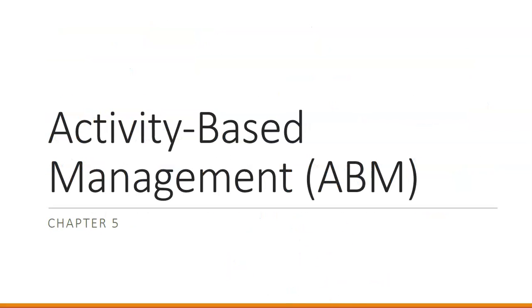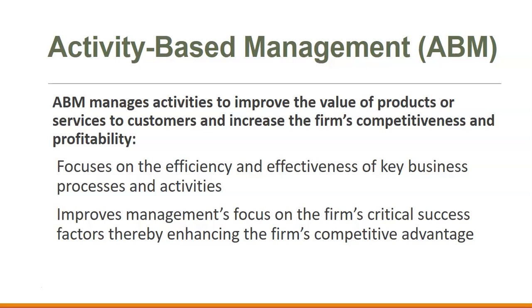The next thing Chapter 5 talks about is activity-based management. So how we apply the theories and thoughts behind activity-based costing to the management of our company. When we're looking at activity-based management, we're looking to improve the value of the products or services that we provide. Because if we have increased value of product and services, we increase our firm's competitiveness and profitability. We can improve our value to our current customers and show potential customers that we have greater value.